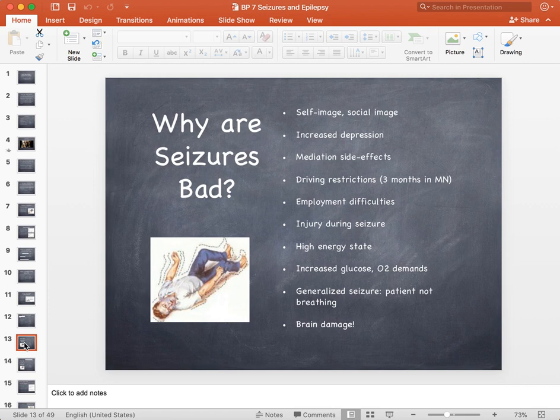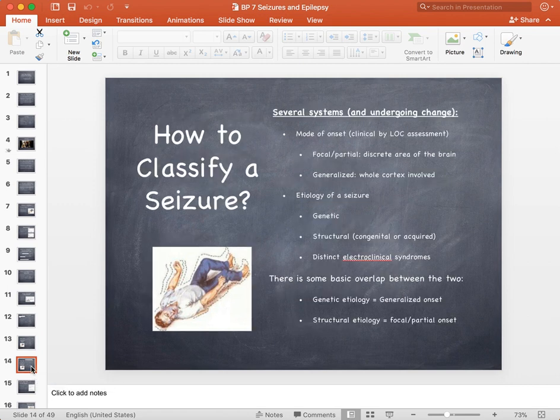The patient isn't technically breathing during a generalized seizure, and all of that can essentially end in brain damage, especially with people who have long-term uncontrolled seizures. Seizures are epileptogenic. So if you have enough seizures, you are setting up your brain to have more seizures. That in and of itself is a reason to control these aggressively.